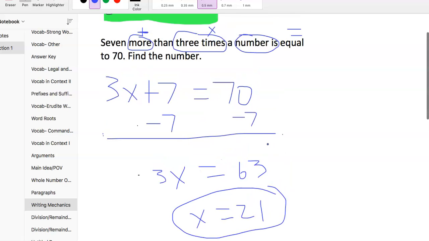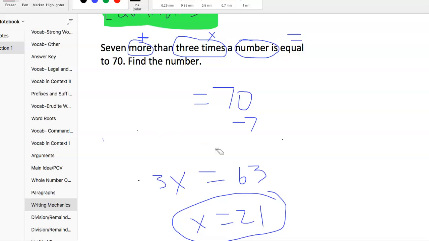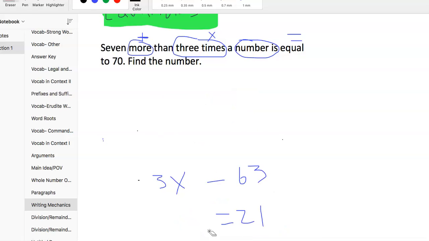Okay, so again, those are the keys, those words that I circled, right? So if you see more than, you're thinking plus. If you see less than, minus. Okay, 3 times a number. When I saw times, then I'm thinking 3x. That's a variable. Okay, that's how we go about doing that one. It can take a little bit of practice, but nothing you can't handle, right?